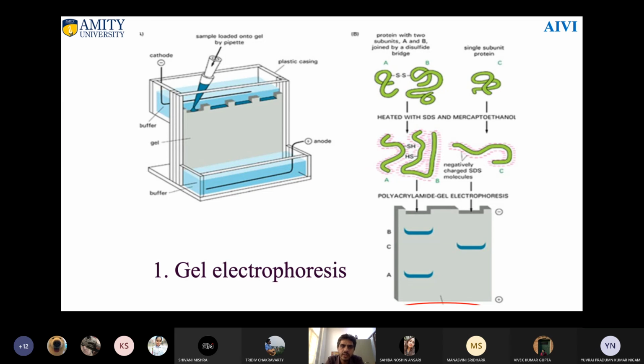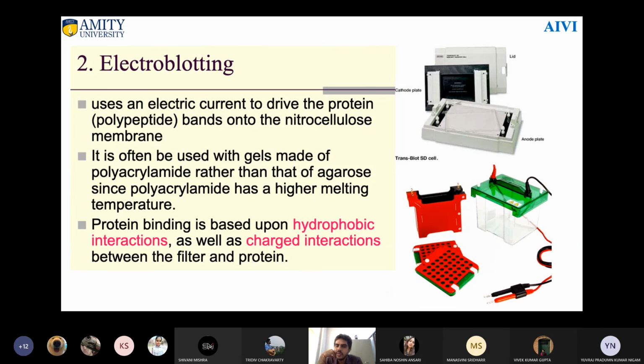That's why we cannot run them in agarose gel electrophoresis. We can separate them better in polyacrylamide gel electrophoresis. Similarly as you perform the agarose gel, you perform this also. Once you have got the electrophoretic bands, the next step is the transfer, or blotting.